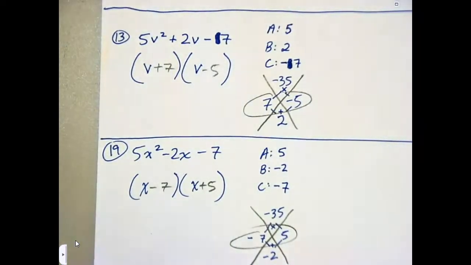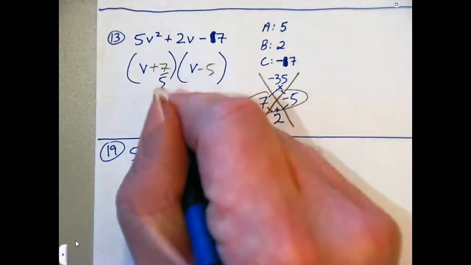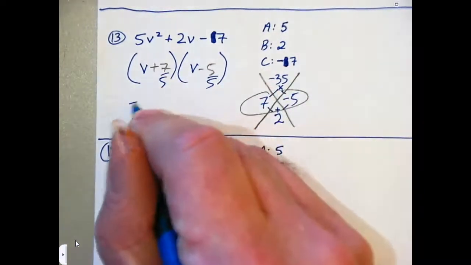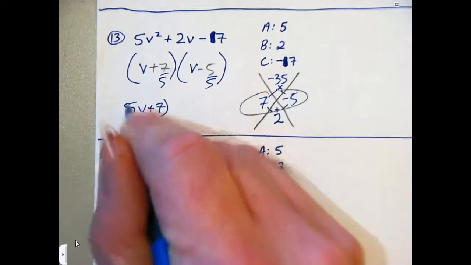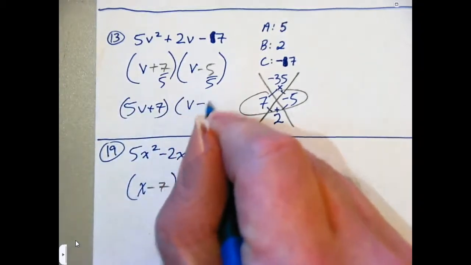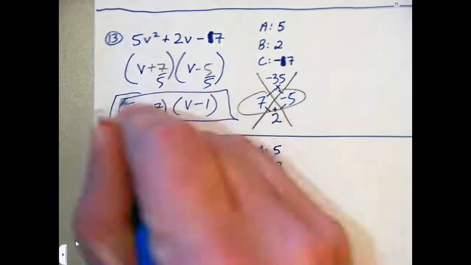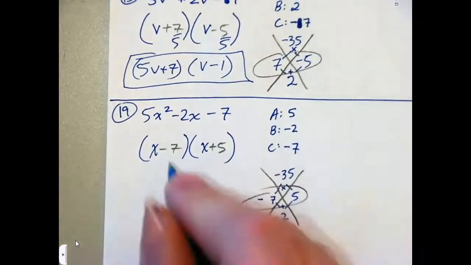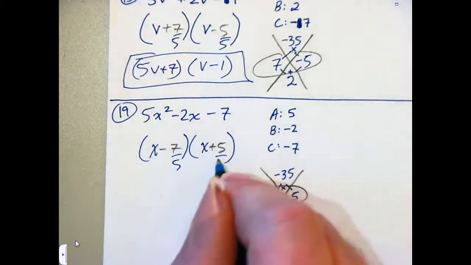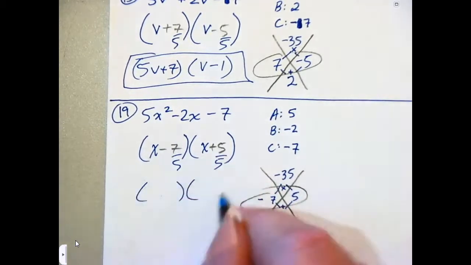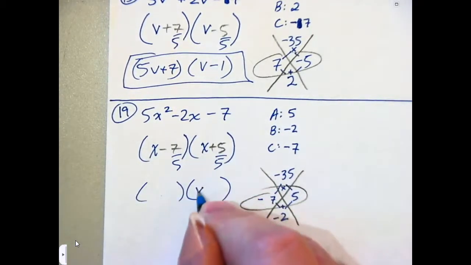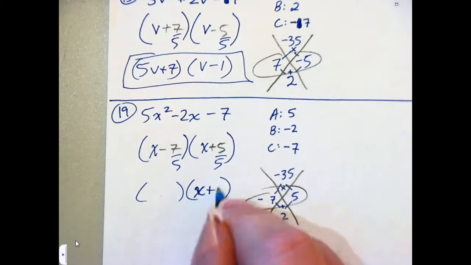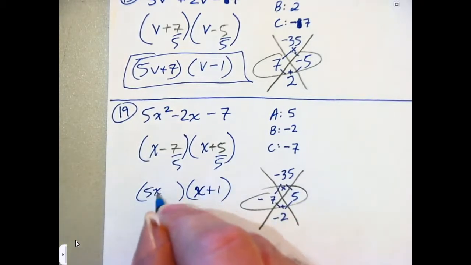All right. Hey, dividing by 5. Divide by 5. We get 5v plus 7 and v minus 1. Okay, how many got that one? Well done. And divide by 5 again. Divide by 5. So you're going to get the exact same thing, except it's now x plus 1 and 5x minus 7.